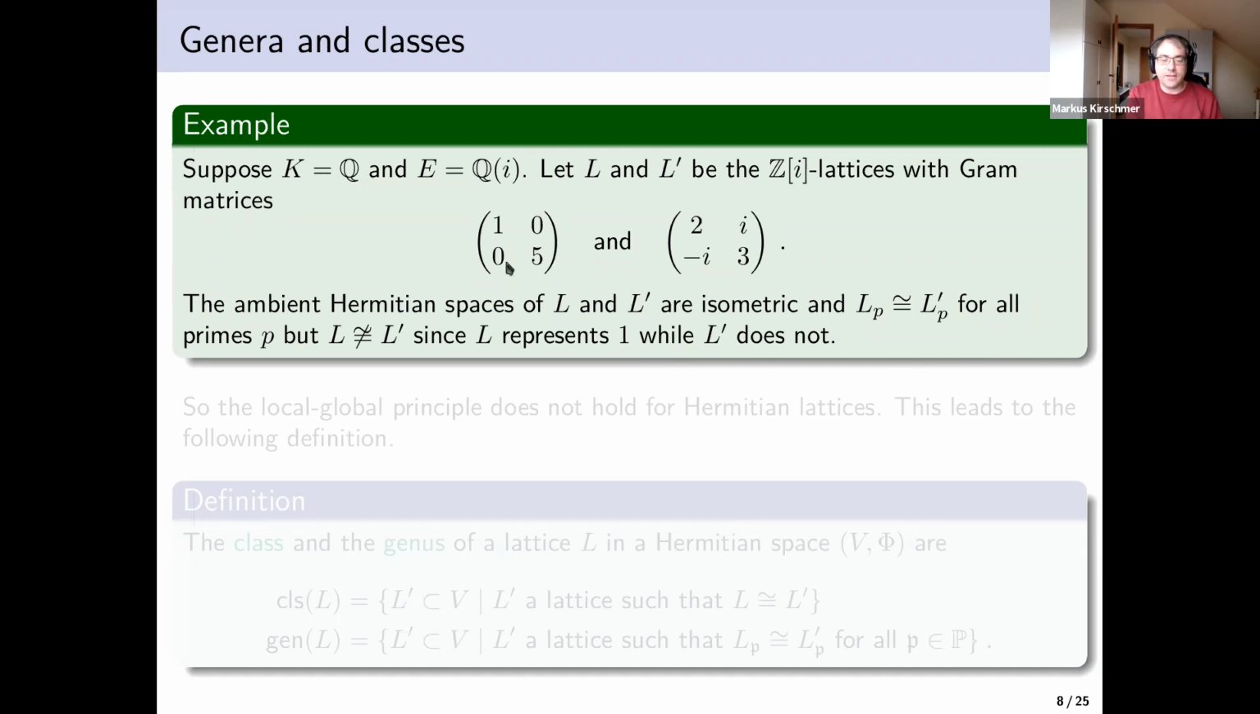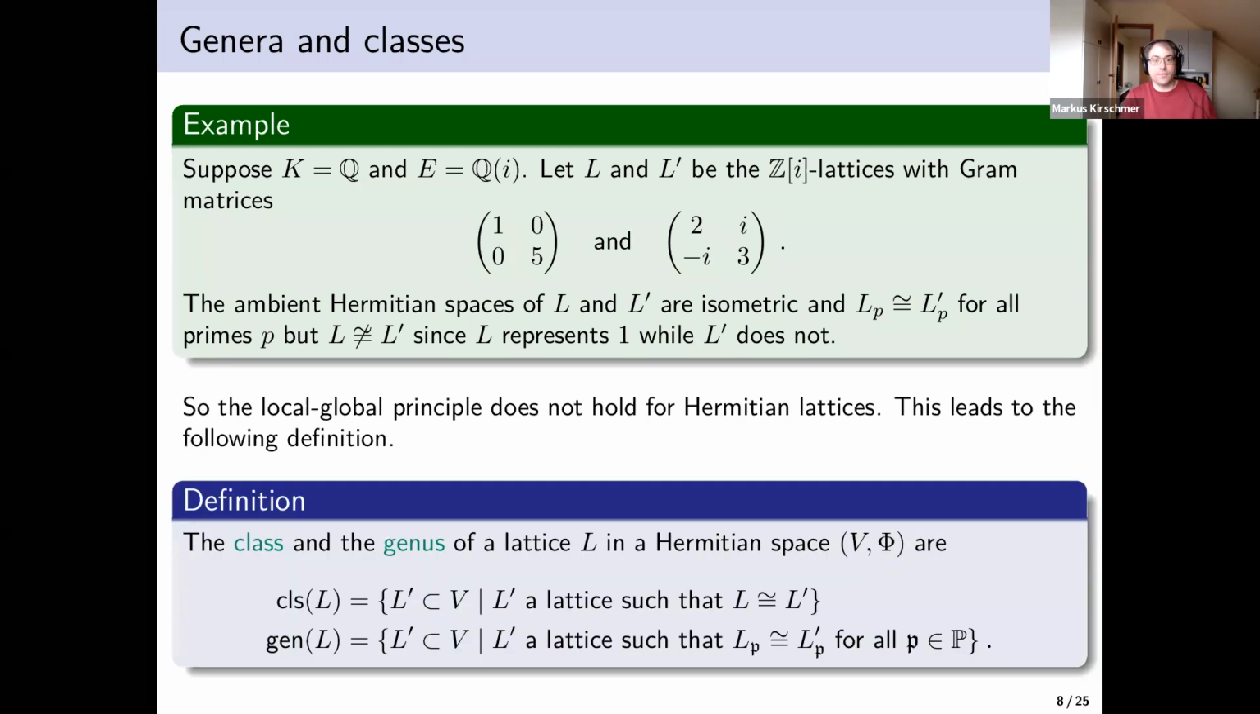But it turns out there can't be a global isometry from L to L prime. The reason being, the first lattice here represents 1. The first basis vector has inner product 1 with itself. And there's no such vector on the right-hand side. So every lattice vector here, you will never find a vector of length 1. And therefore, there can't be a global isometry, but there is an isometry locally everywhere. So the local-global principle doesn't hold for Hermitian lattices anymore. And therefore, one introduces what is called the genus.